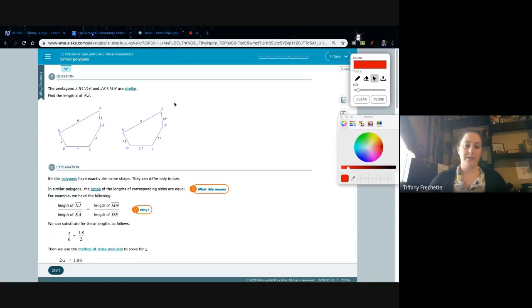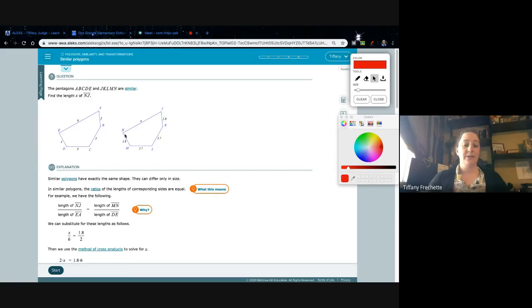Similar polygons. All right, so it says the pentagons ABCDE and JKLMN are similar. Find the length x of NJ. Okay, I get what they mean by that. So they just said it funny. So x is the length of line NJ.